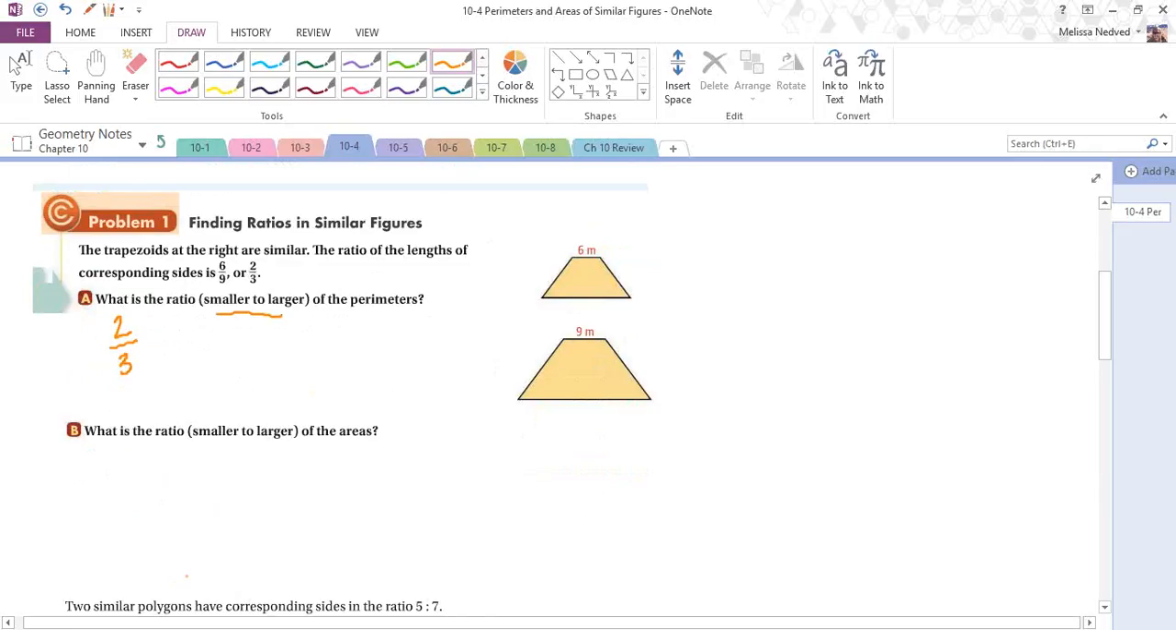Part B is asking us for the ratio of smaller to larger of the areas. So again, if we review that theorem we were given, it says the ratio of the areas is equal to A squared over B squared, where A and B is the ratio of your corresponding sides. So in this case, we're going to have 2 squared over 3 squared, and that gives us 4 over 9. If you can reduce, always reduce. Never put an unsimplified answer in the homework boxes. But in this case, 4/9 doesn't reduce, so that's all we have to do there.